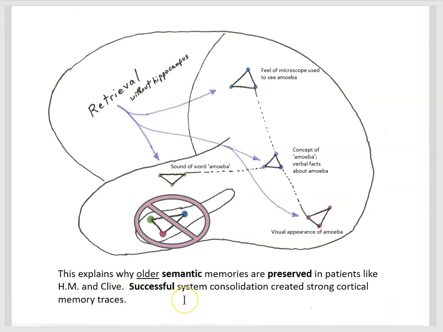And this explains why older semantic memories are preserved in patients like HM and Clive. Successful system consolidation created strong cortical memory traces. So for all those cortical memory traces that are strong as a result of system consolidation, you can go ahead and remove the hippocampus or damage it by surgery or a virus or whatever and still have access to this information stored in semantic memory.